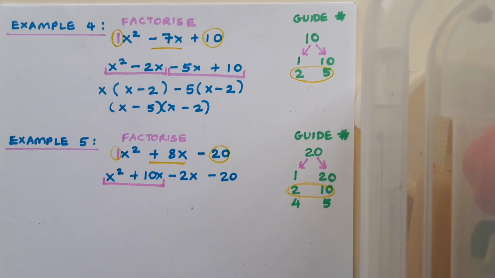So when I factorise x squared plus 10x, what can I factorise out of both of these terms? I can factorise out x, and what should go into the bracket? So in this bracket I should have x plus 10.